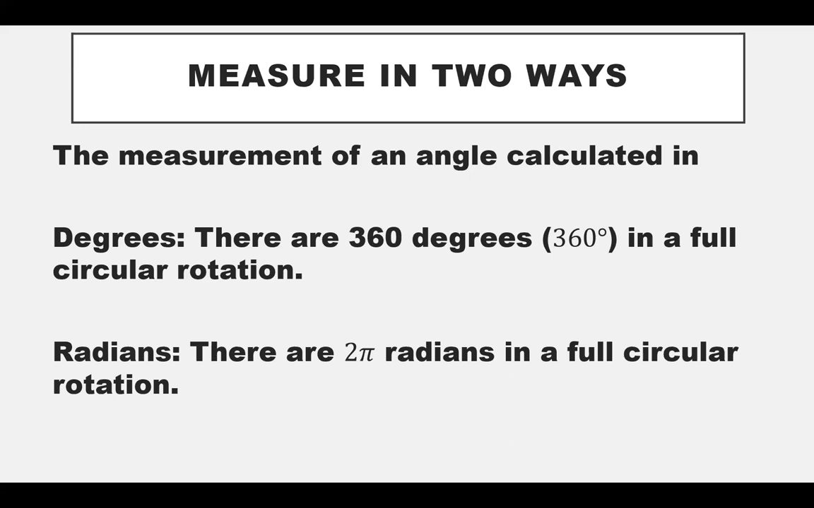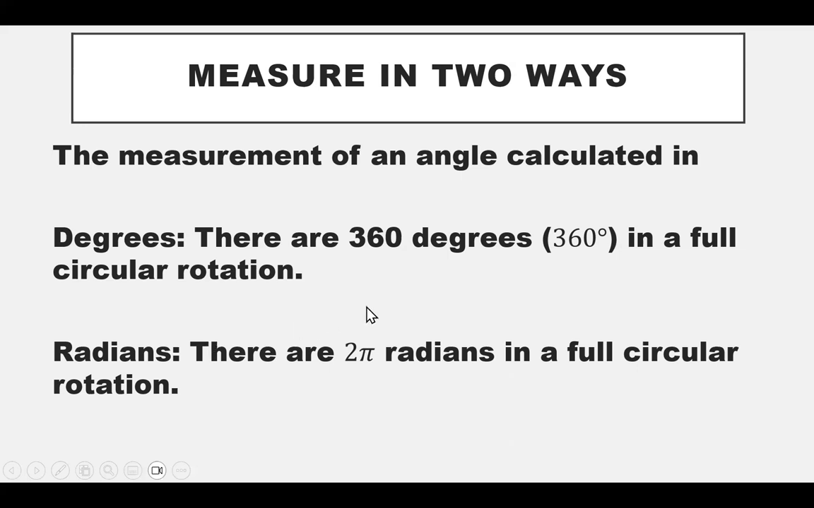So if we're measuring rotation, how do we want to measure rotation? There's actually two different ways we can measure rotation. One is in degrees and the other is in radians. Now, what we do if we're measuring in degrees is we start out by defining that a full circular rotation is 360 degrees. With radians, we say a full circular rotation is 2 pi radians.